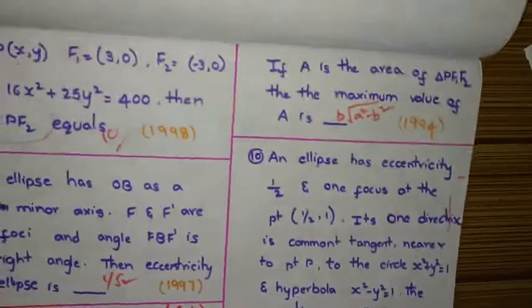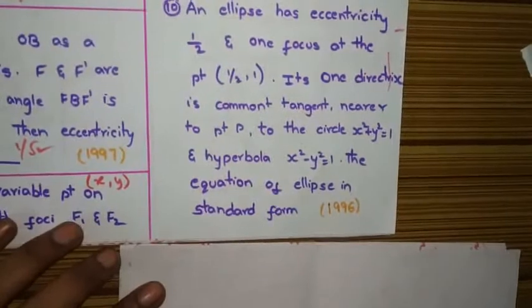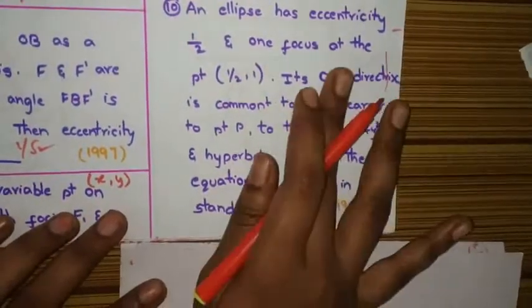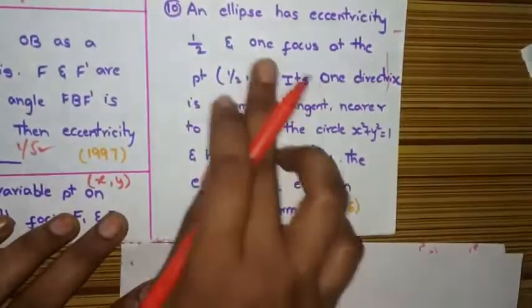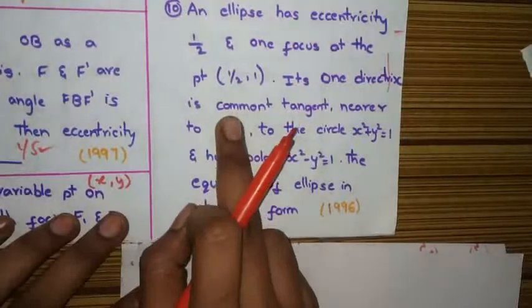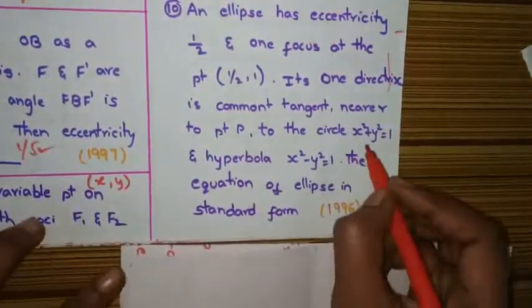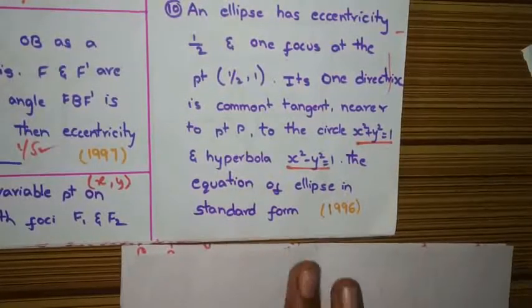Now read the last question, the 10th question. See, there is an ellipse. Its eccentricity is 1 by 2 and its focus is this point, and the ellipse's directrix is a common tangent to this circle and hyperbola. You have to get the equation of the ellipse.